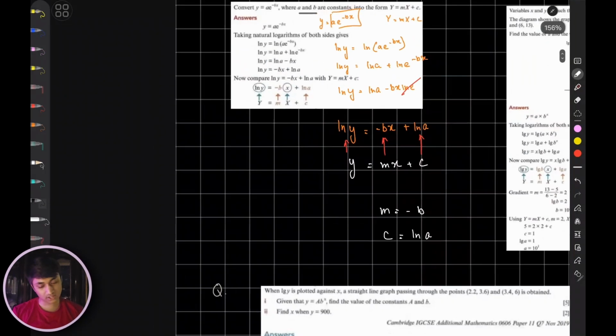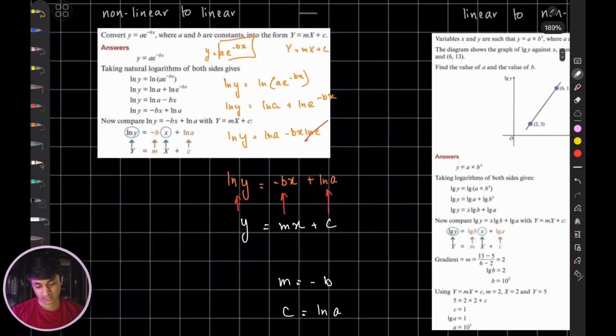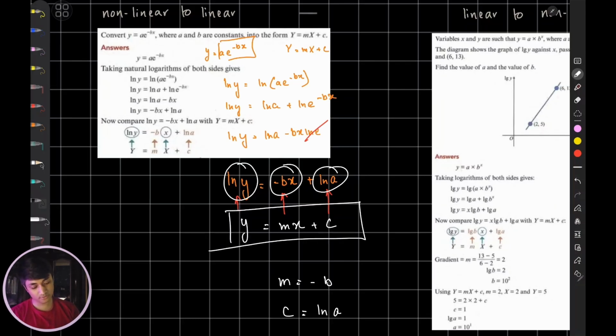So what have I done over here? I have simply converted a nonlinear equation, which is an exponential equation, into a linear function, where this is my y, this is my mx, and this is my c. So this has taken the form of y equals mx plus c. And we know y equals mx plus c is a linear equation, right? So this is how you convert non-linear equations into linear equations. Very simple.